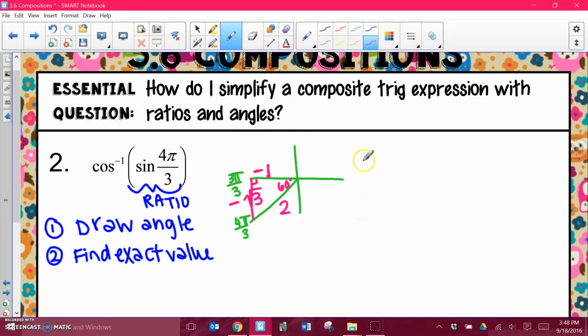So since I'm looking for my sine of 4 pi over 3, that would be my opposite, negative root 3 over my hypotenuse. So now I figured out what's on the inside. So I know that this whole thing right here is equal to the negative square root of 3 over 2. So once I have that ratio, you're now going to find that new inverse value.